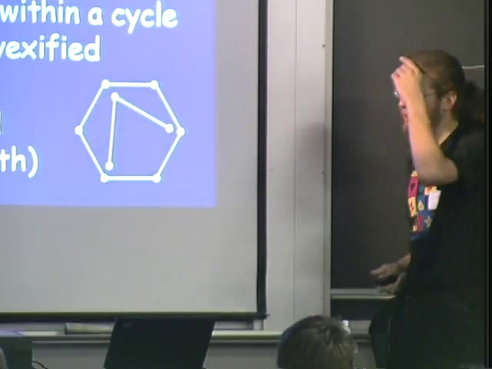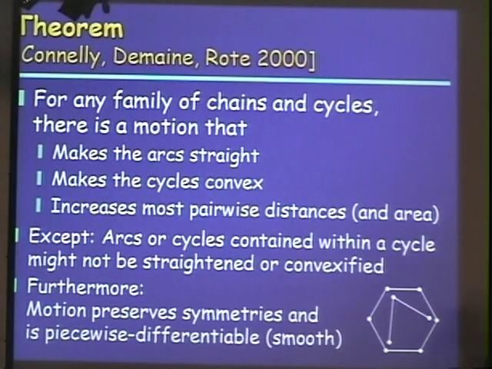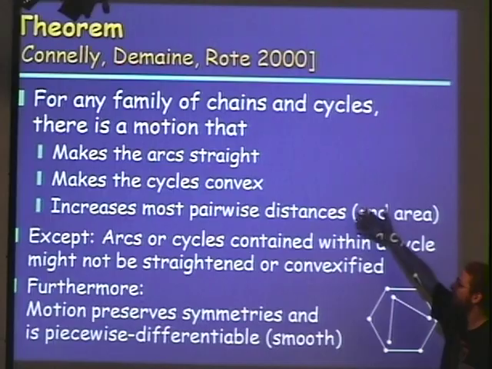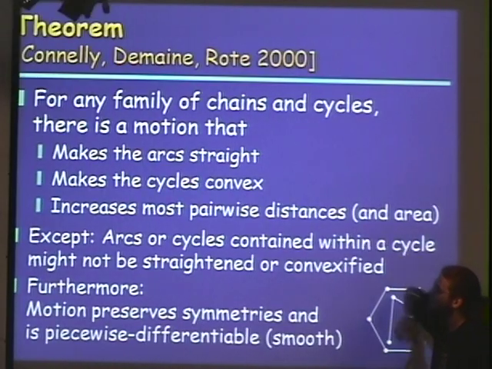So the theorem is not just one cycle; the chains there should be arcs. You take any collection of open and closed chains, or arcs and cycles. There's a motion of all of them together that avoids self-intersections. It increases most of the distances. It keeps the others the same.